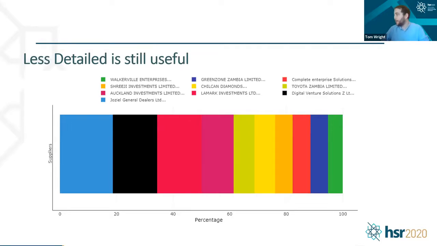This one comes from Zambia, and it shows the breakdown of the entire health budget in Zambia for a particular year to the most commonly awarded suppliers. So, for example, the blue one, which is Josiel General Dealers, is about 18% of all of the health expenditure in this particular entity.